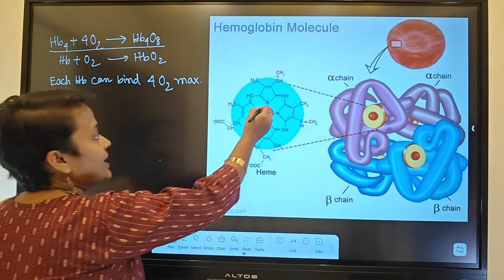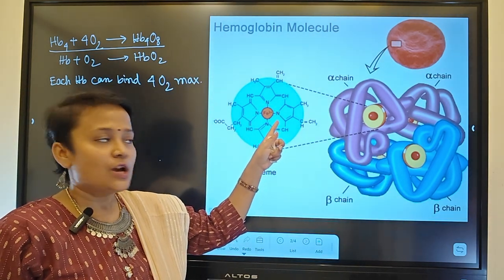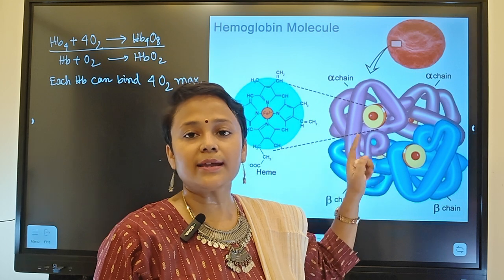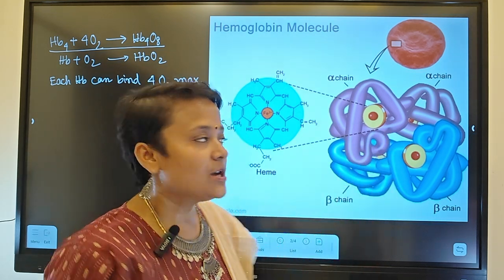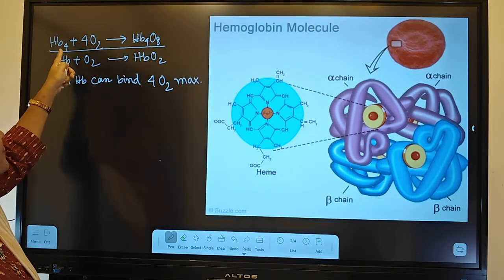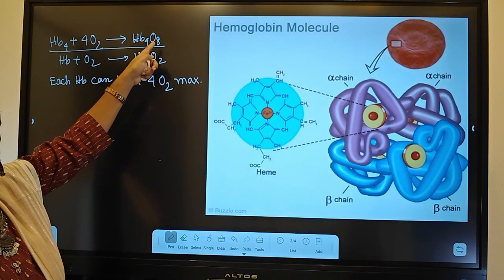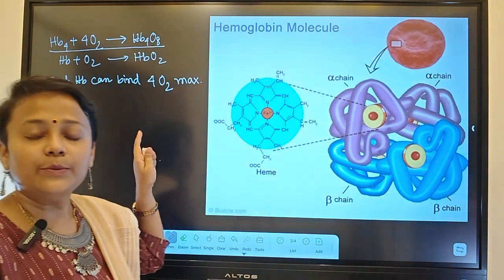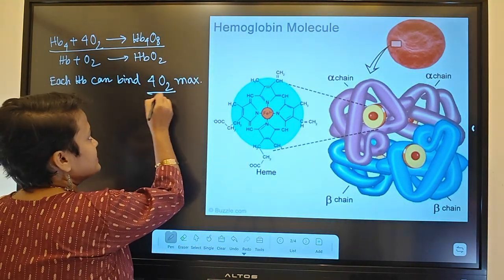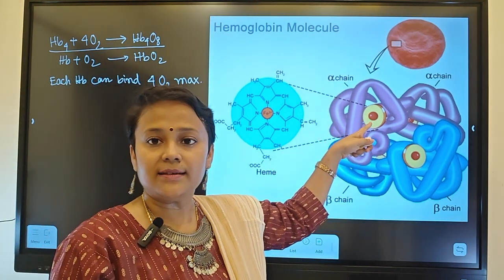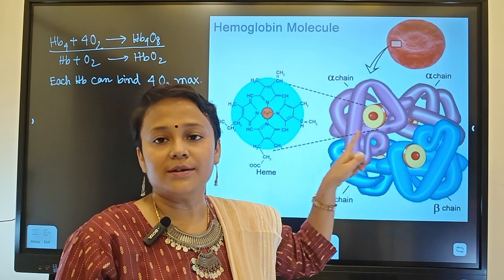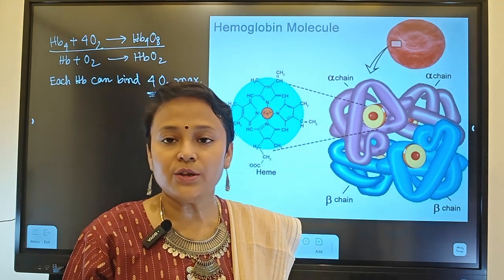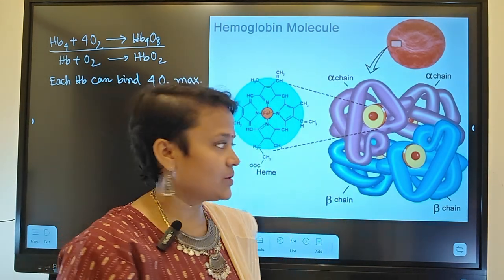So here this iron can bind with oxygen. In each hemoglobin molecule there are 4 iron. So 4 iron can bind with maximum 4 oxygen. So here we can write the equation that Hb4 plus 4O2 equals Hb4O8, or simply you can write Hb plus O2 gives HbO2. So each molecule of hemoglobin can bind 4 oxygen maximum. Now, if one oxygen is bound to hemoglobin, we will call that 25% saturated. And if two oxygen are bound to hemoglobin, we will call 50% saturated.